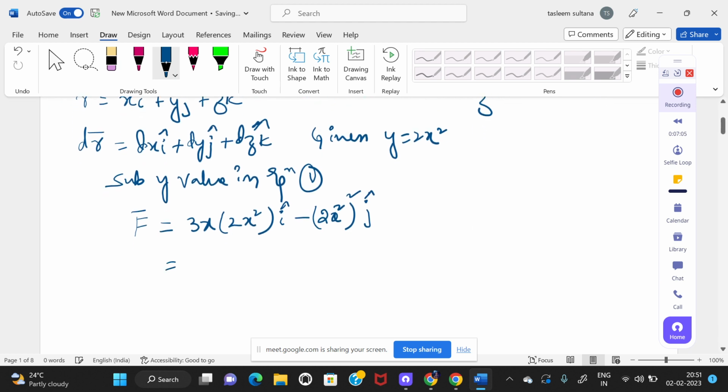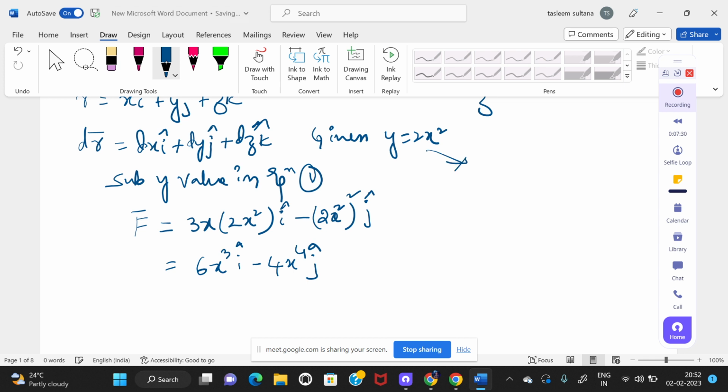It's equal to 3 into 2, it's 6, x into x square, x cube into i vector. Then this is equal to minus 4x power 4 j vector. Aditya, till here it's clear? Yes, ma'am. Now, see here.